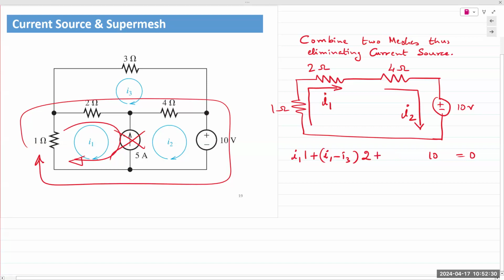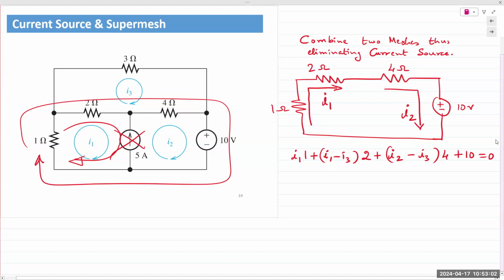Then we get to the 4 ohm resistor, and I1 does not flow through the 4 ohm resistor. That is critical. When you apply a KVL expression like this, you keep in mind I1 does not flow through it. Only I2 does. So this would be I2 minus I3 times 4 plus 10 is equal to 0.